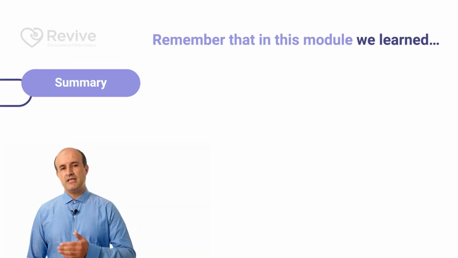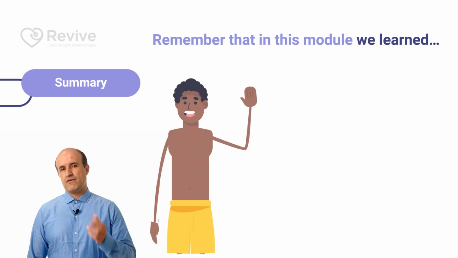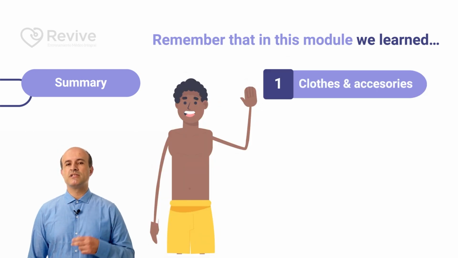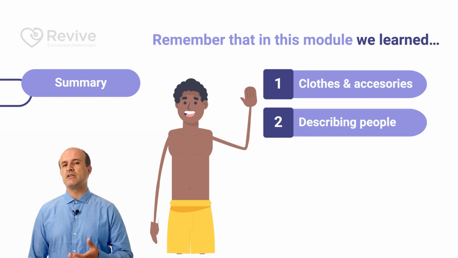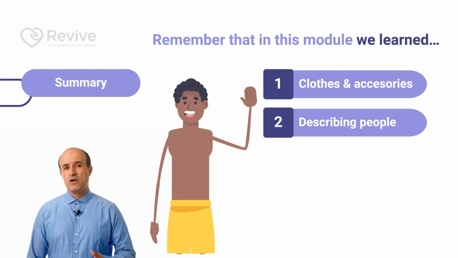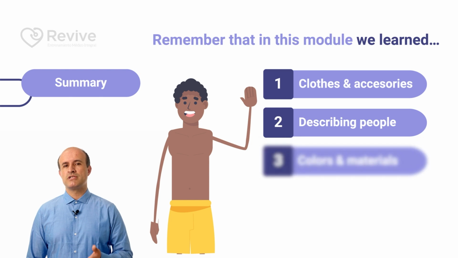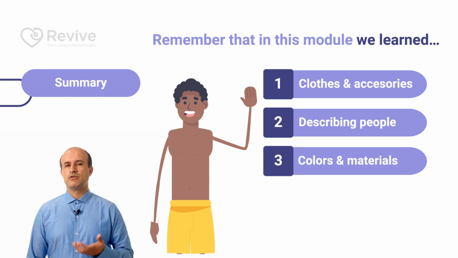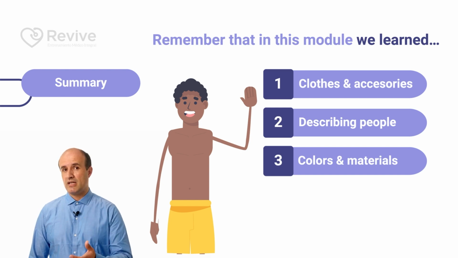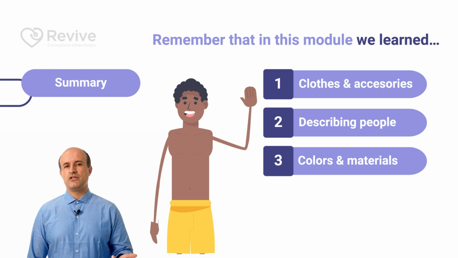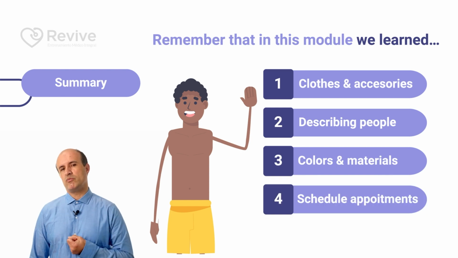Remember that in this module we learned the vocabulary related to the clothes and accessories. We also reviewed the vocabulary to describe people using different adjectives and expressions. Our idea was also to review the colors and materials in English to speak about clothing items and the outfits that we wear every day. And finally, we checked on the way you can schedule dates and appointments.